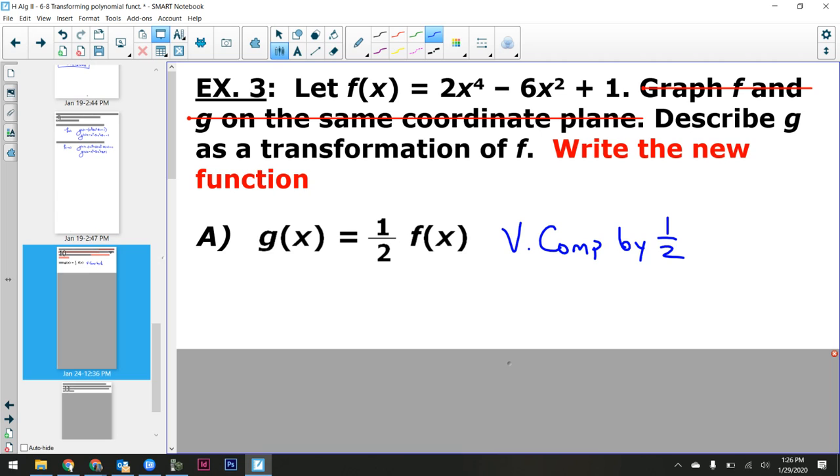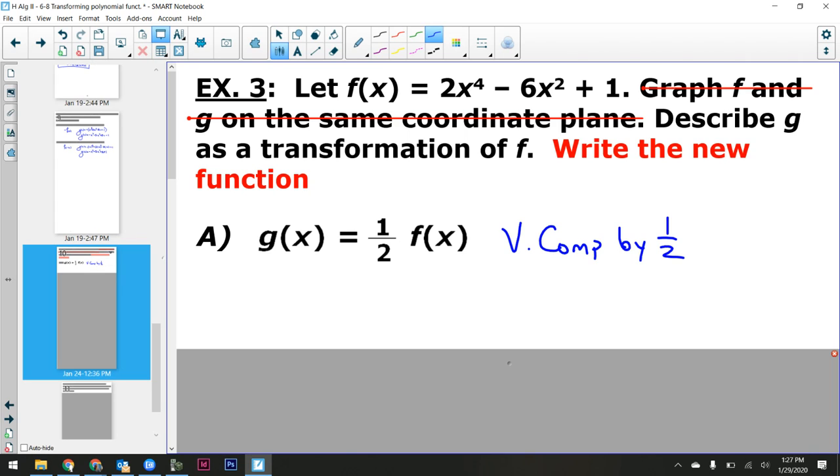Yes? On the test, will you want us to write in words what it is too, like vertical compression? Yes, and also make sure that you have by the factor of. Make sure you don't just say vertical compression. Say vertical compression by a factor of 1/2 or by 1/2. Okay. That make sense? Yeah.